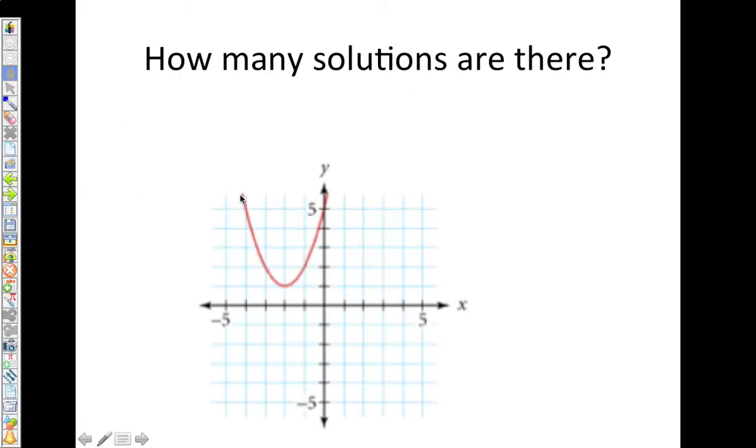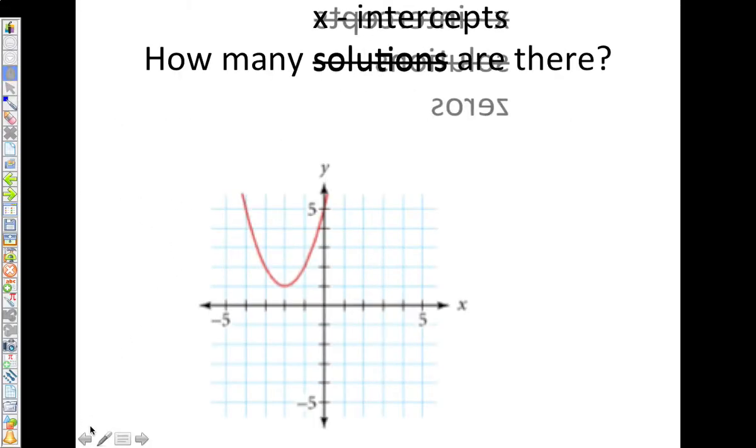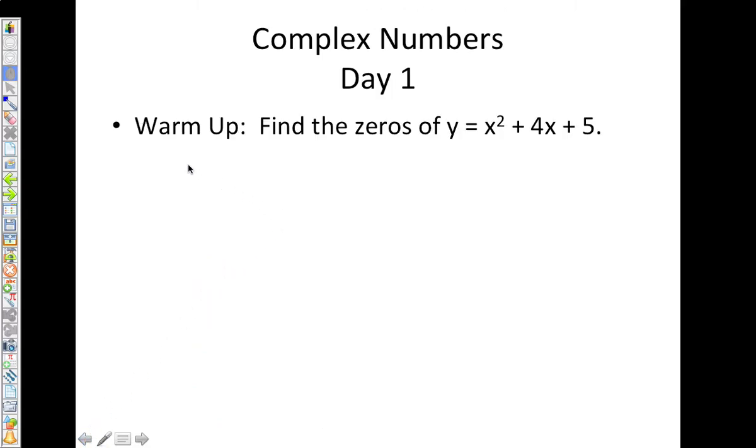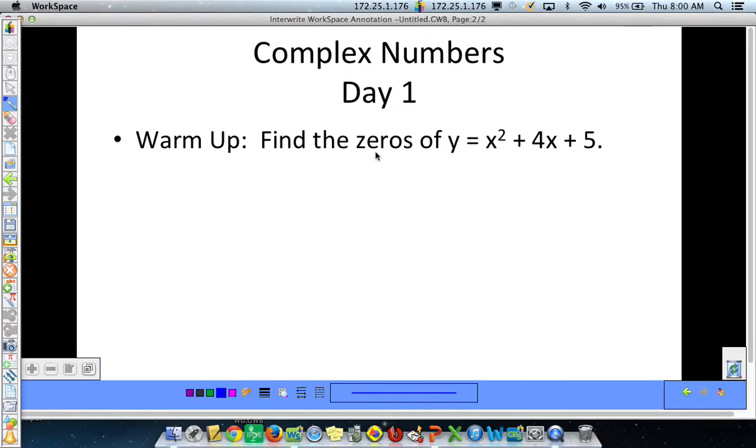Our warm-up is to find the zeros of y equals x squared plus 4x plus 5. To do this, remember when you're looking for the zeros, we want to know where the function is equal to 0, where y is equal to 0. And we're looking for the x-intercepts of the graph.